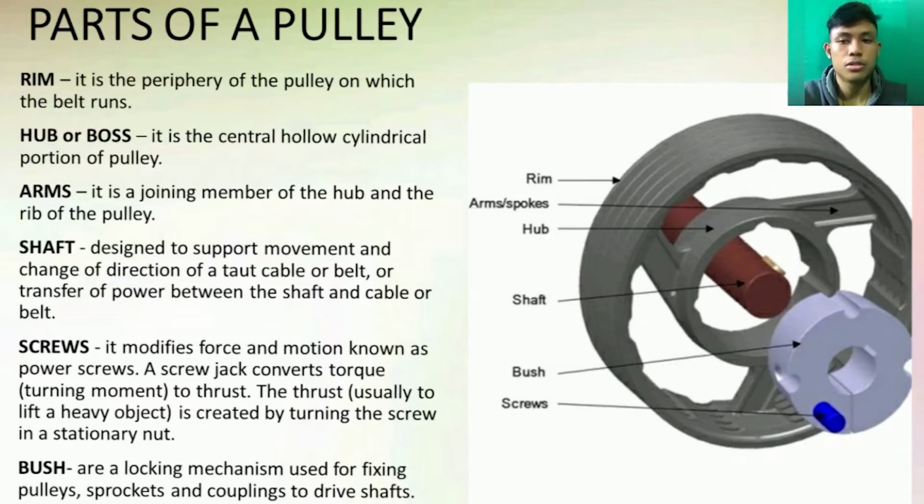The next is the screws. They modify force and motion and are known as power screws. A screw jack converts torque to thrust. The thrust is created by turning the screw in a stationary nut.